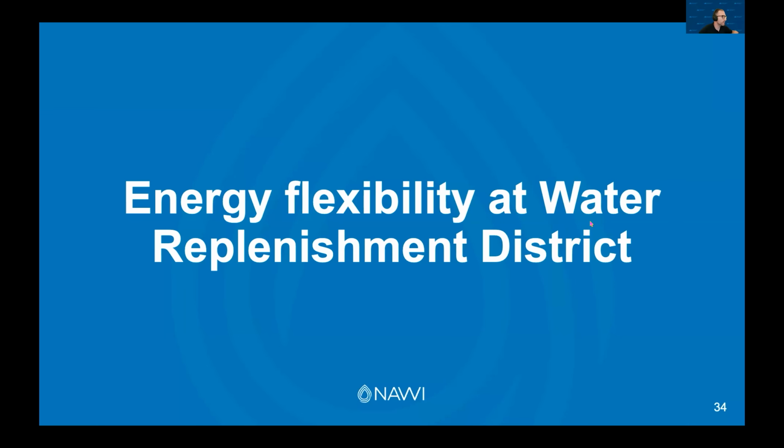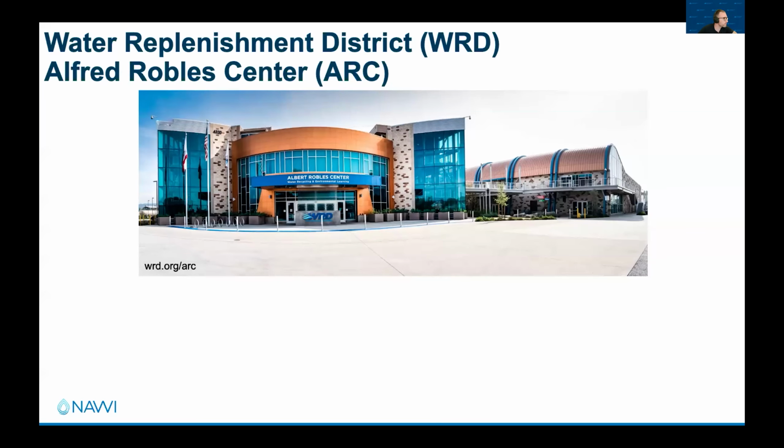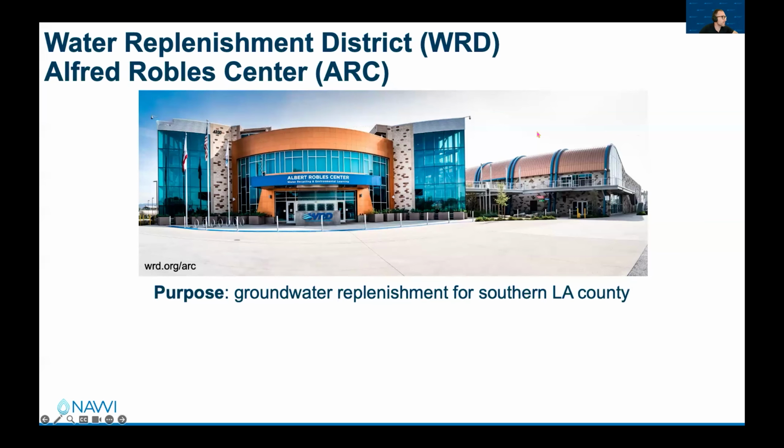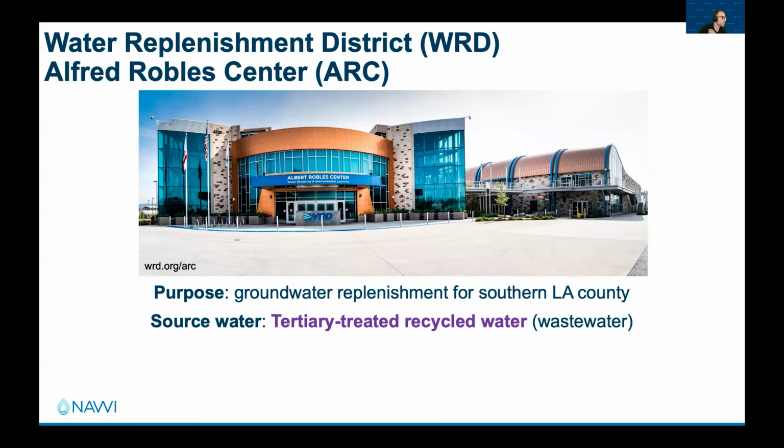So yeah, I'm going to talk a little bit about a NAWI project that we did in collaboration with the Water Replenishment District, the Alfred Roble Center at the Water Replenishment District is what we're going to be talking about here. This is a groundwater replenishment facility in southern Los Angeles County. I believe there are some people here from California, so you might be familiar. The source water is a tertiary treated recycled water or wastewater that they bring to the facility to treat before groundwater replenishment. It has a nominal capacity of 14.5 MGD.